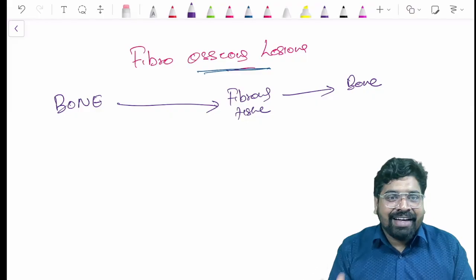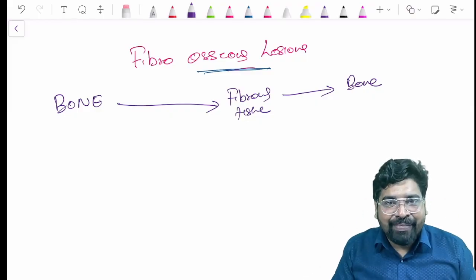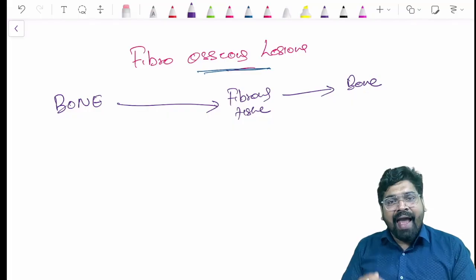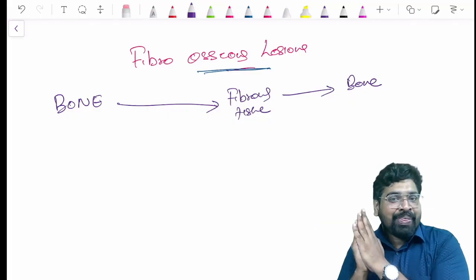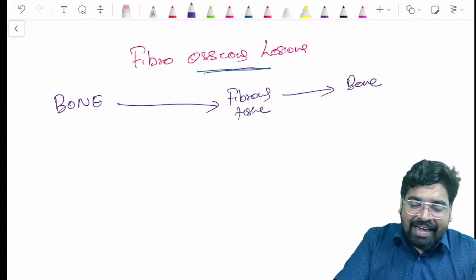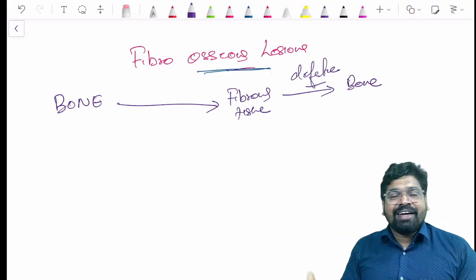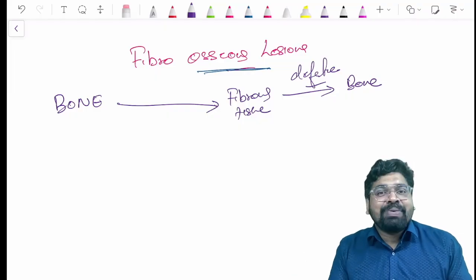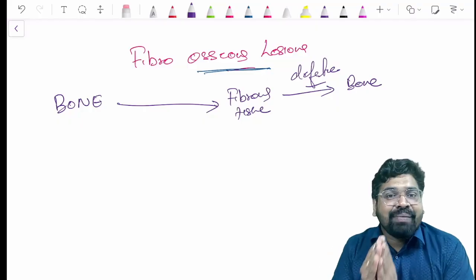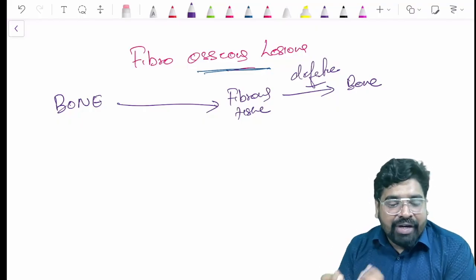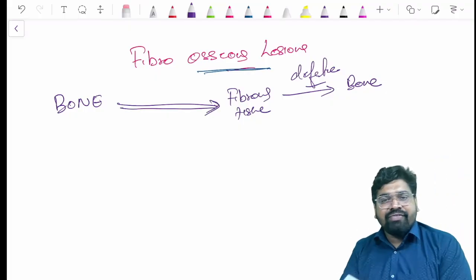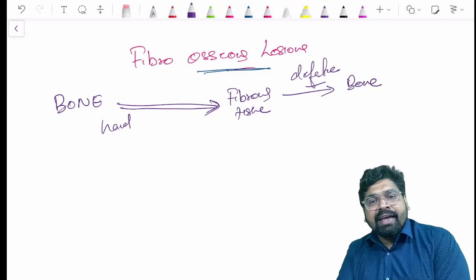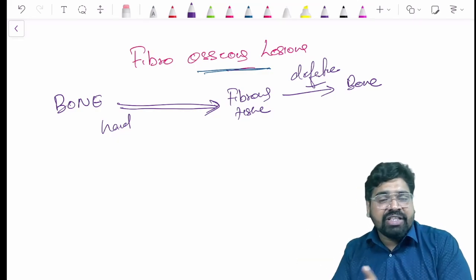So it's like that. There was a bone. Our bone is perfectly fine, and this hard bone tissue is converted to fibrous tissue, and this fibrous tissue is again ossified to bone. And that ossification will be defective. So the normal one will become a defective one, with no purpose in doing this, right? So this is happening in fibrous lesion. The bone is undergoing fibrous changes, the hard bone is converted to fibrous tissue, and then again ossification starts, and it will become defective bone.